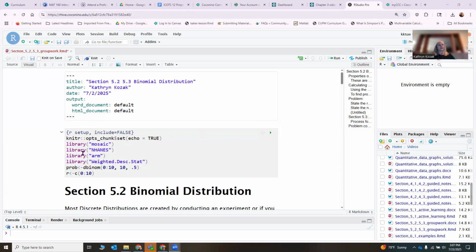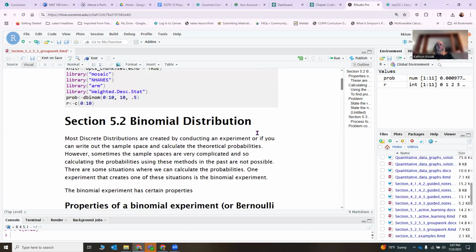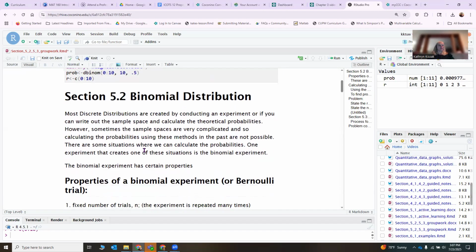This one again is using the ARM and the weighted.discrete.stat packages. We are going to need these things here. I'm going to show you why in a little bit, but I just want to point them out there. Okay. So now I have those two things there.